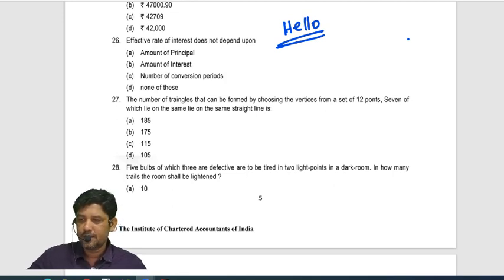Okay, the screen is blur. Subhashri also says the screen is blur, but others are saying it is good. It may be some internet issue maybe.